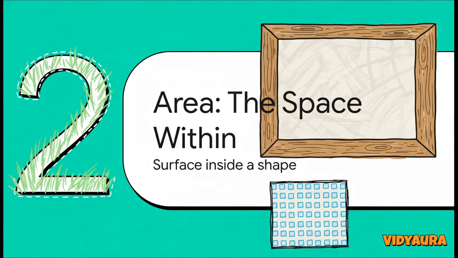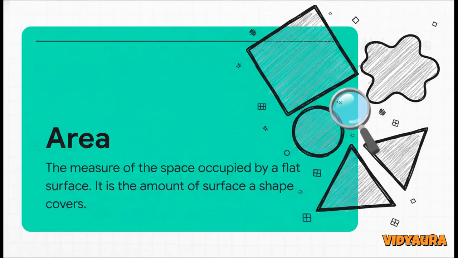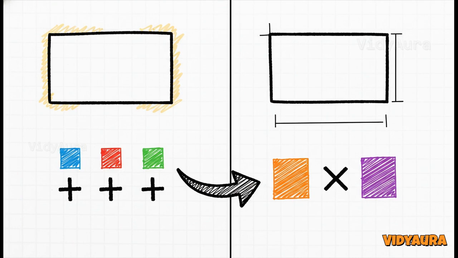All right, let's pivot to our second big idea, area. Now, if the perimeter was the fence, the area is all the grass inside that fence. If the perimeter was the picture frame, the area is the canvas inside that frame. See the difference? We're not just walking around the edge anymore. Now we're talking about covering the entire surface. So formally speaking, area is the measure of space that a flat surface takes up. It basically answers the question, hey, how much stuff, like paint or carpet or tiles, would I need to cover this whole shape?